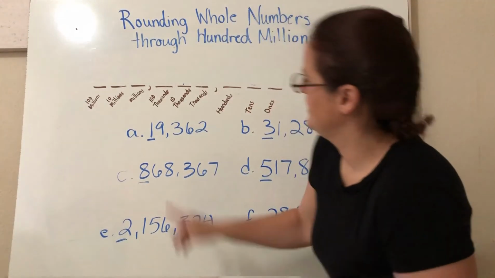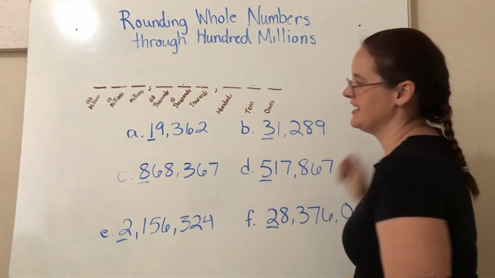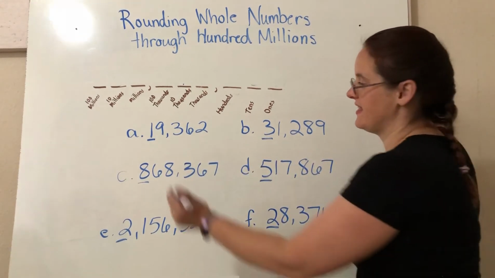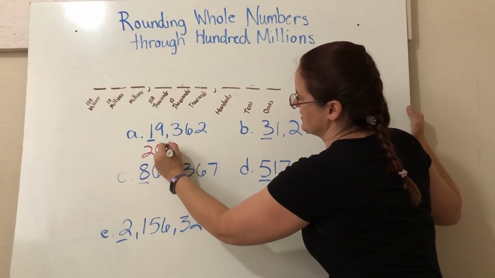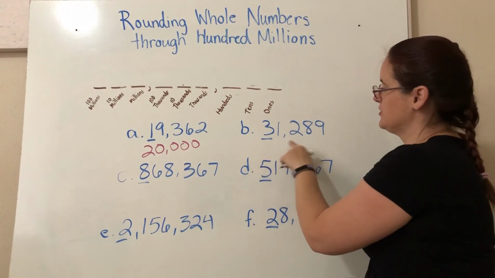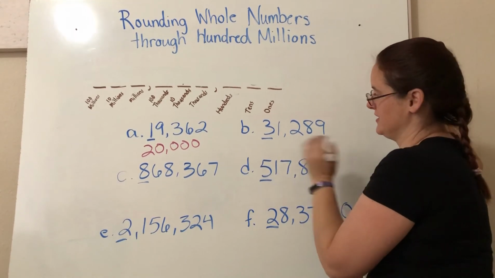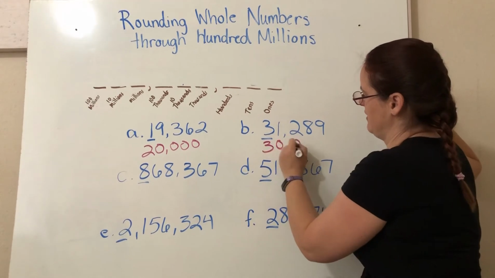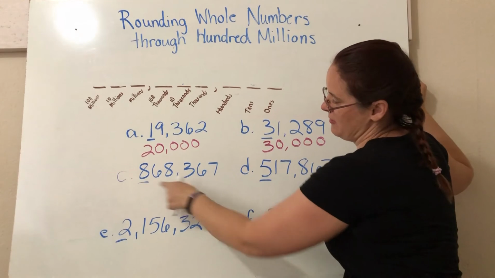Okay, so we're rounding to the nearest 10,000 here. I have to decide, is this number closer to 19,000 or closer to 20,000? Well, that 9 tells me we're awfully close to 20,000, and that's my answer. Am I closer to 30,000 or am I closer to 40,000? There's just a 1 there. I'm pretty darn close to 30,000.